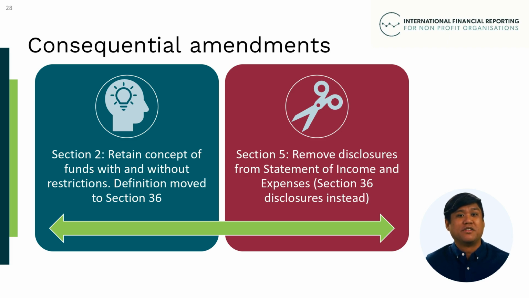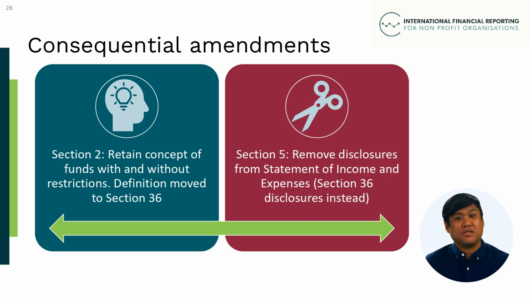The development of the fund accounting requirements, which has taken account of the feedback on Exposure Draft 1, has resulted in 2 changes. In Section 2 Concepts and Pervasive Principles, fund accounting remains as a concept, but the detail and definitions are now held in Section 36. ED1 proposed that the statement of income and expenses show different columns for funds with restrictions and funds without restrictions. The disclosure proposals in Section 36 provide this information. To avoid duplication, the statement of income and expenditure no longer requires the multi-column presentation proposed earlier.